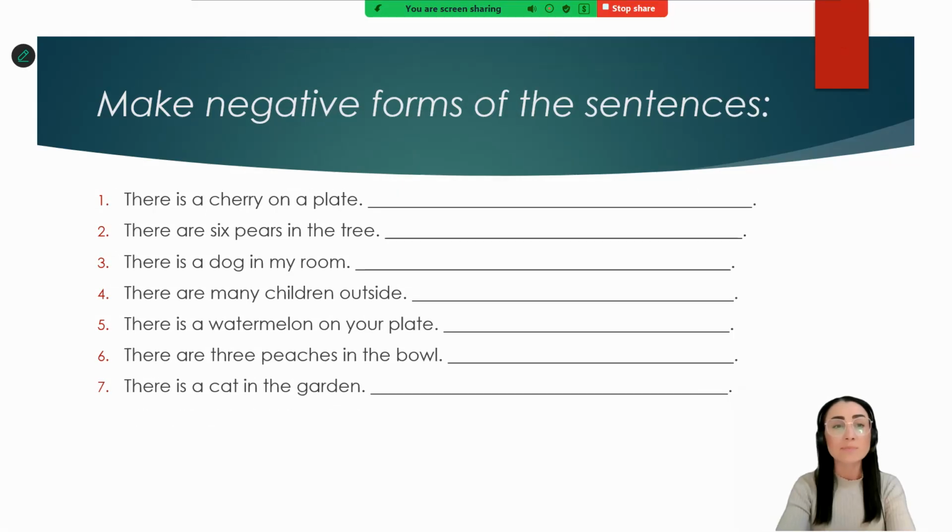Great job! Let's make some negative forms of the sentences. I would like to remind you, in order to make a negative form, we should put the particle not after is. For example, there is a cherry on the plate. There is not a cherry on the plate. Or you can use the short form. There isn't a cherry on the plate.